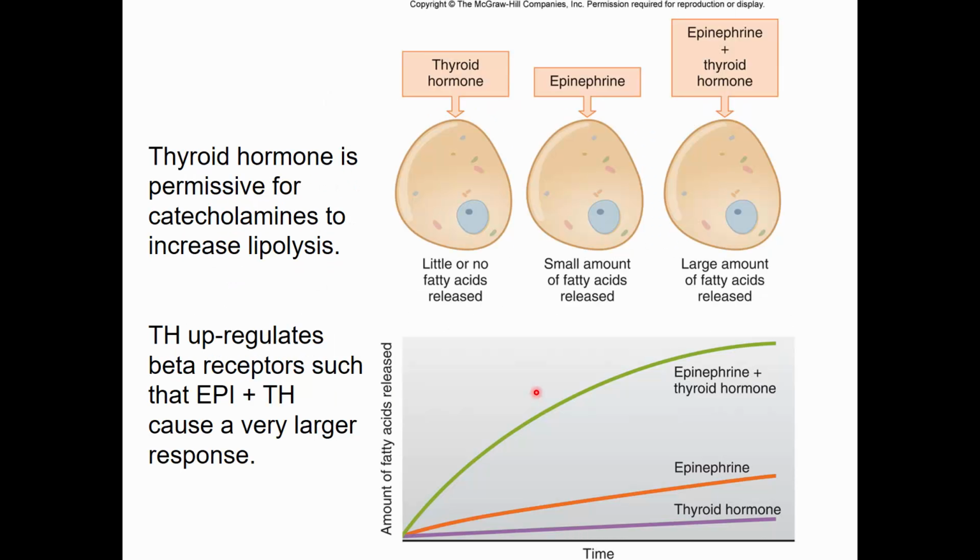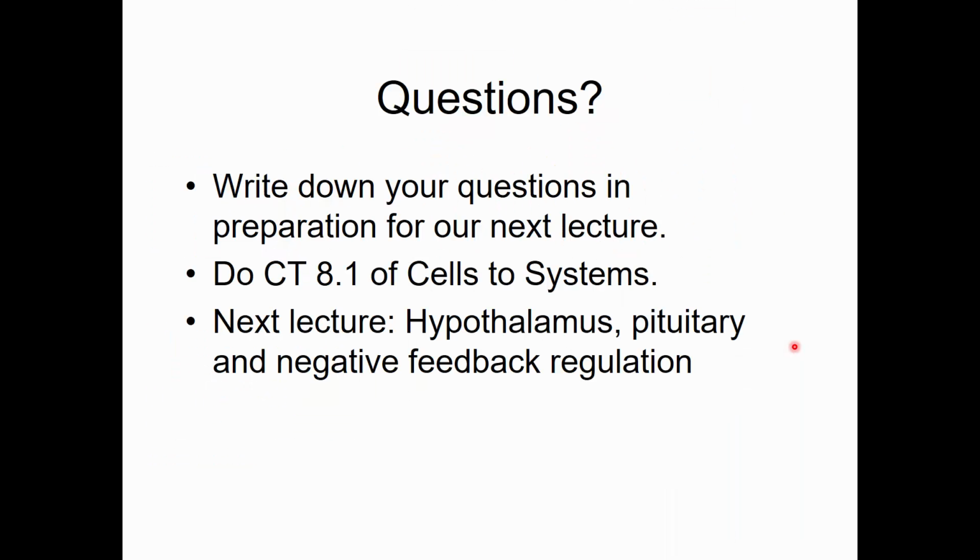So thyroid hormone is permissive for catecholamines to increase lipolysis. Thyroid hormone doesn't break down fat. Epinephrine breaks down fat. But if thyroid hormone is present, epinephrine does a much better job. So thyroid hormone's not doing a thing to fatty acid production or breakdown of fat from lipids. Epinephrine does a little bit of a job. But if you have thyroid hormone and epinephrine, oh my goodness, it has a much larger response. So thyroid hormone is permissive for epinephrine to break down fat.